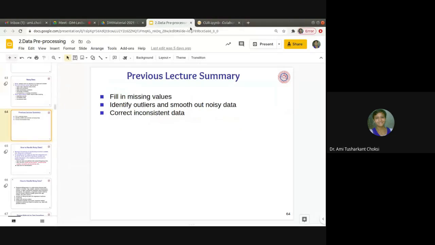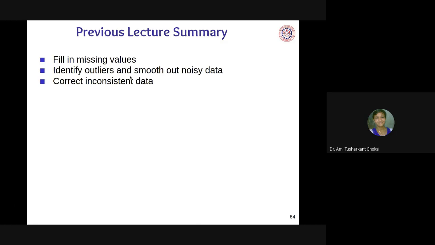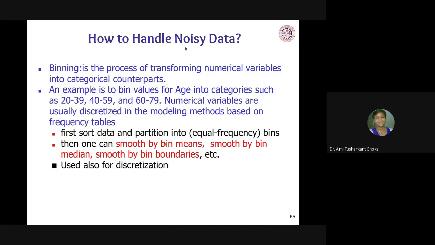We know that in the real world, data is dirty, noisy, and incomplete. So we need to have pre-processing. What we have learned in the previous lecture is that we should fill in the missing values, identify outliers, smooth out the noisy data, and correct the inconsistent data. So how to handle the noisy data? Let us see that.